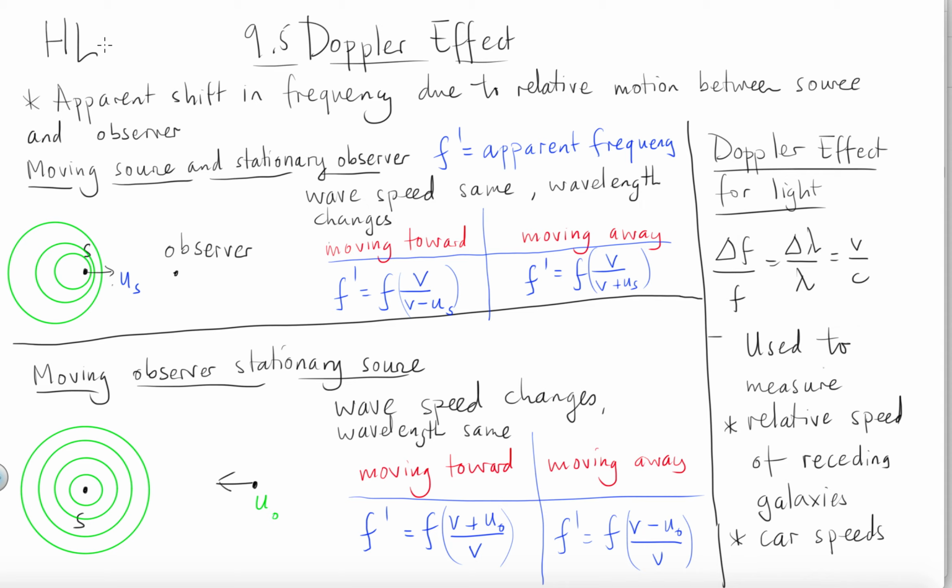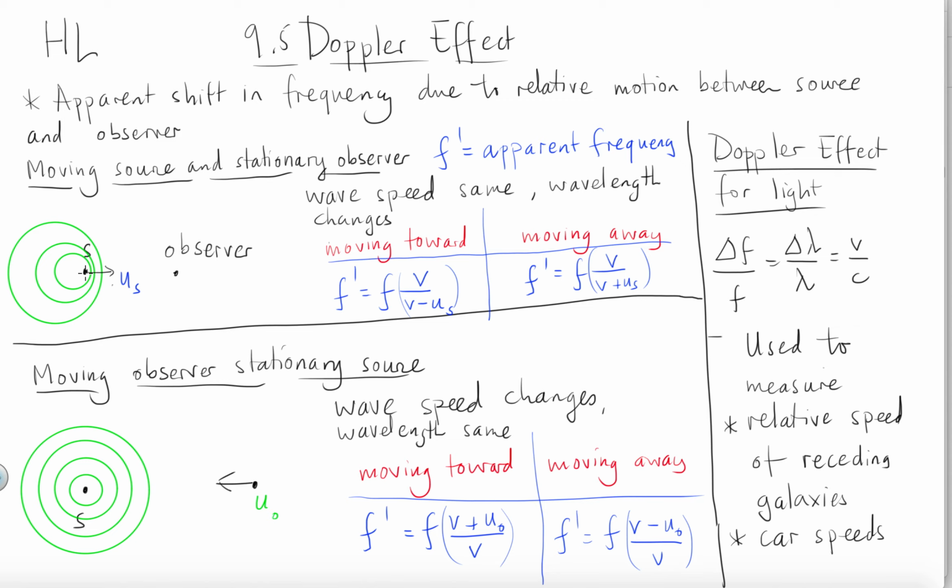It's the apparent shift in frequency due to the relative motion between the source of the wave and the observer. So firstly, let's talk about sound waves. In the first case, when we have a moving source and a stationary observer, what's actually happening is as the source moves towards you, the wave fronts are being bunched up, so the wavelength changes but the wave speed stays the same. There we have two sets of equations.